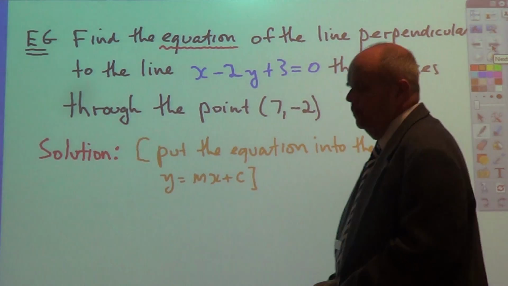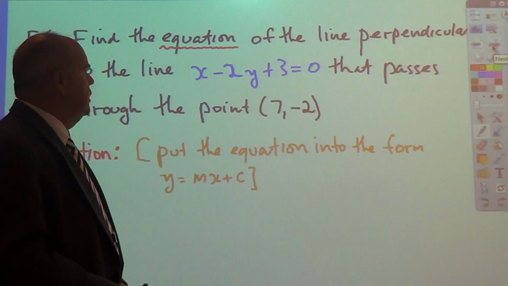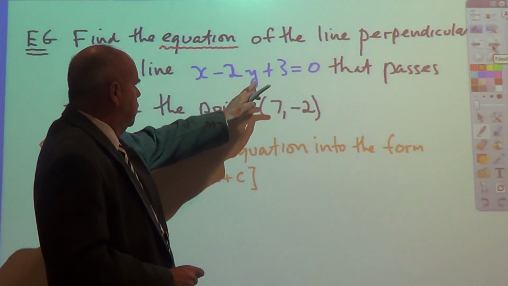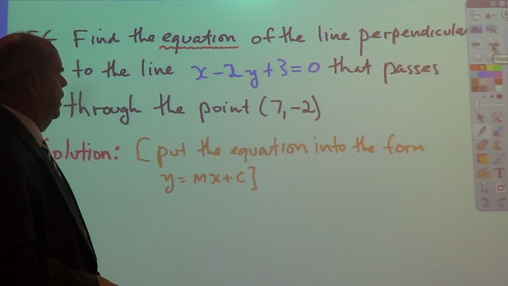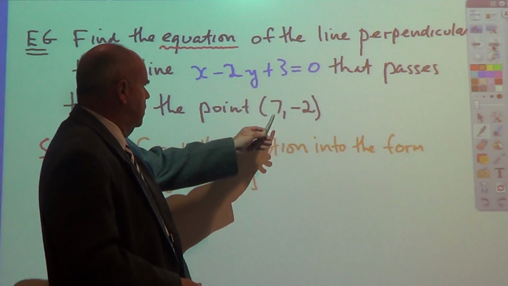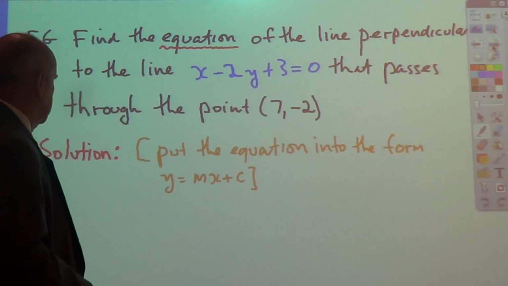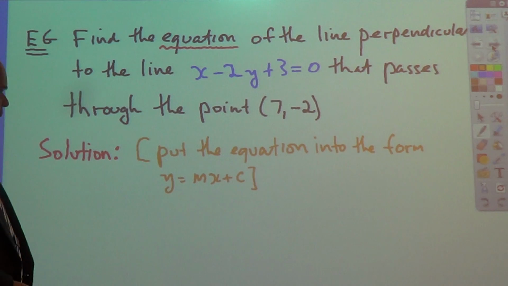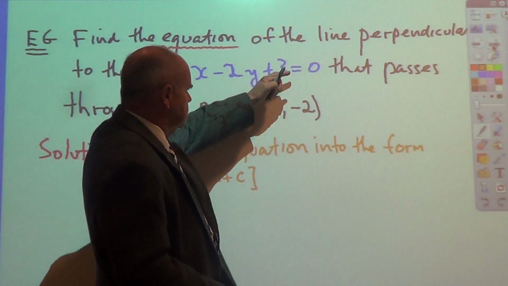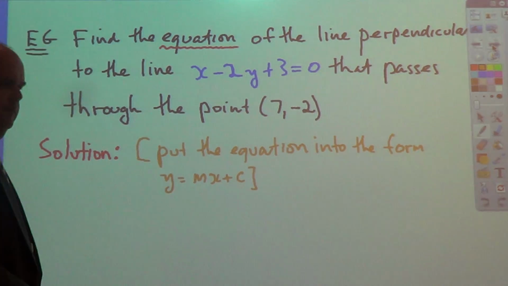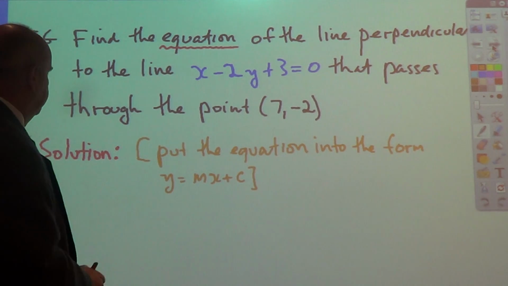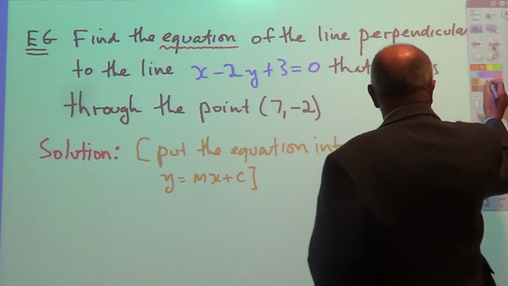Let's have a look at an example. I'd like to find the equation of the line perpendicular to the line given by this equation, x minus 2y plus 3 equals 0, that passes through the point 7, negative 2. Here's how we go about it. Firstly, we're going to need to put our original equation into the form y equals mx plus c. So that just involves rearranging our equation.